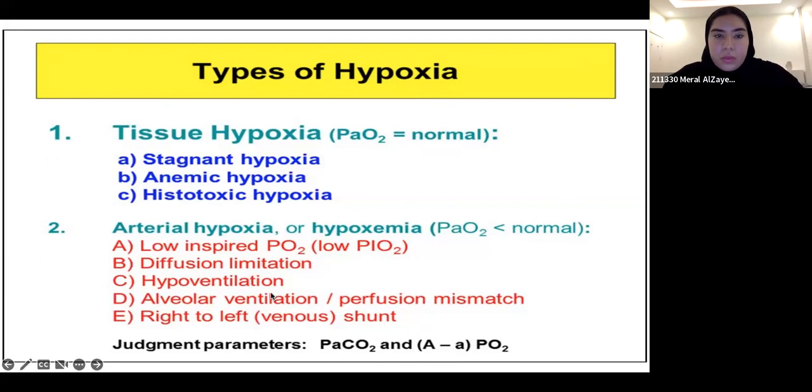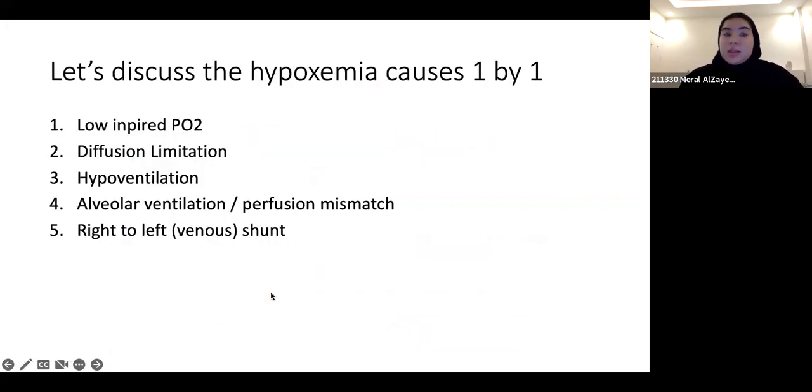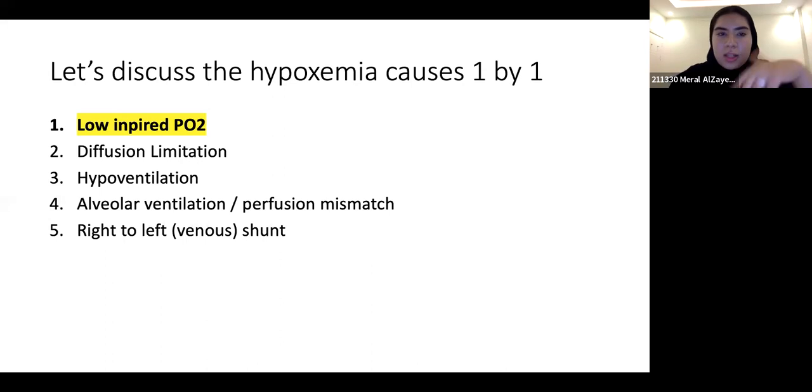Okay. So now let's discuss the causes of hypoxemia one by one. Our first cause was low inspired PO2, and we explained this in the previous slide. Was there anything unclear about that? Because what I said in the last slide was basically what the doctor said. So it's clear? Does anyone have any questions regarding low inspired PO2? Because if not, we'll move on to the second cause.